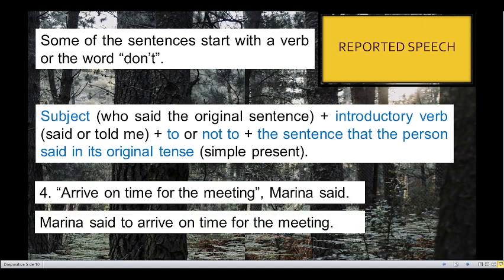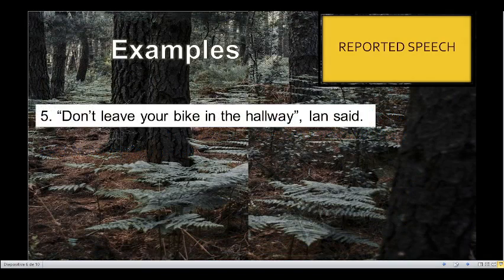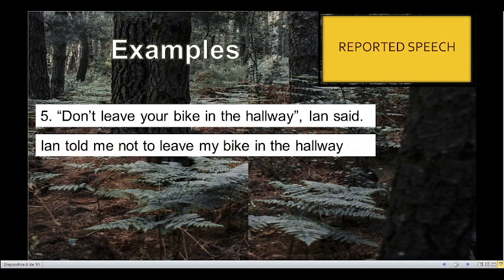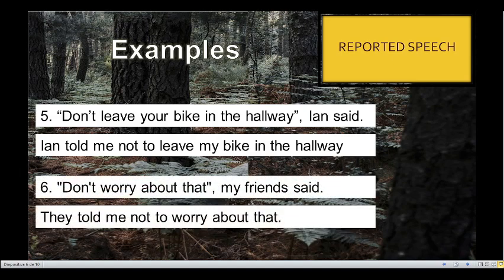Now let's check more examples about this. Don't leave your bike in the hallway, Ian said. What would be the reported speech? Okay, it is Ian told me not to leave my bike in the hallway. Very good. Another example. Don't worry about that, my friends said. The reported speech is they told me not to worry about that, or my friends told me not to worry about that.